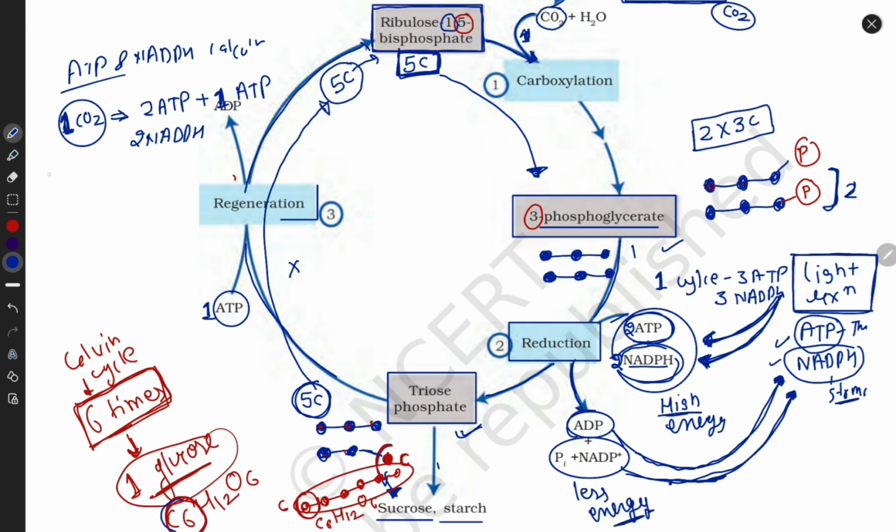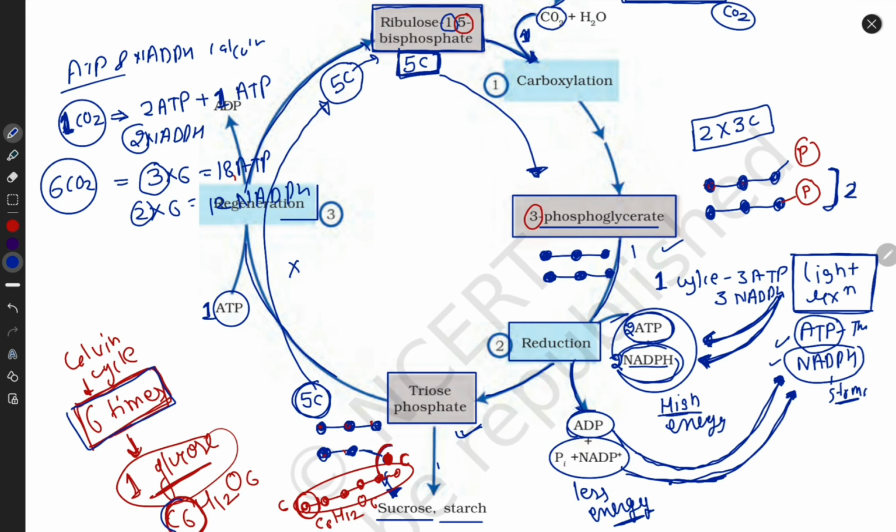So what we do now, we want to fix 6 CO2, we need 6 carbon, so we have to rotate this cycle 6 times. So here 3 into 6 and 2 into 6. Look at here, 2 plus 1 is 3, and this is the 2. We want to rotate this cycle 6 times because we need 6 carbon. So the calculation is 18 ATP and here is 12 NADPH.